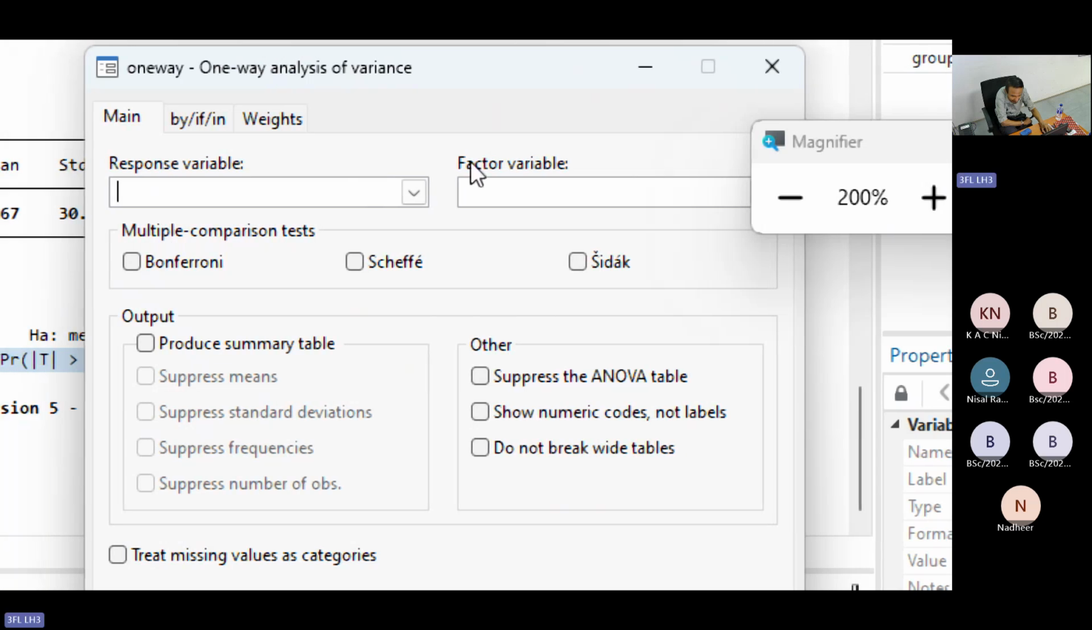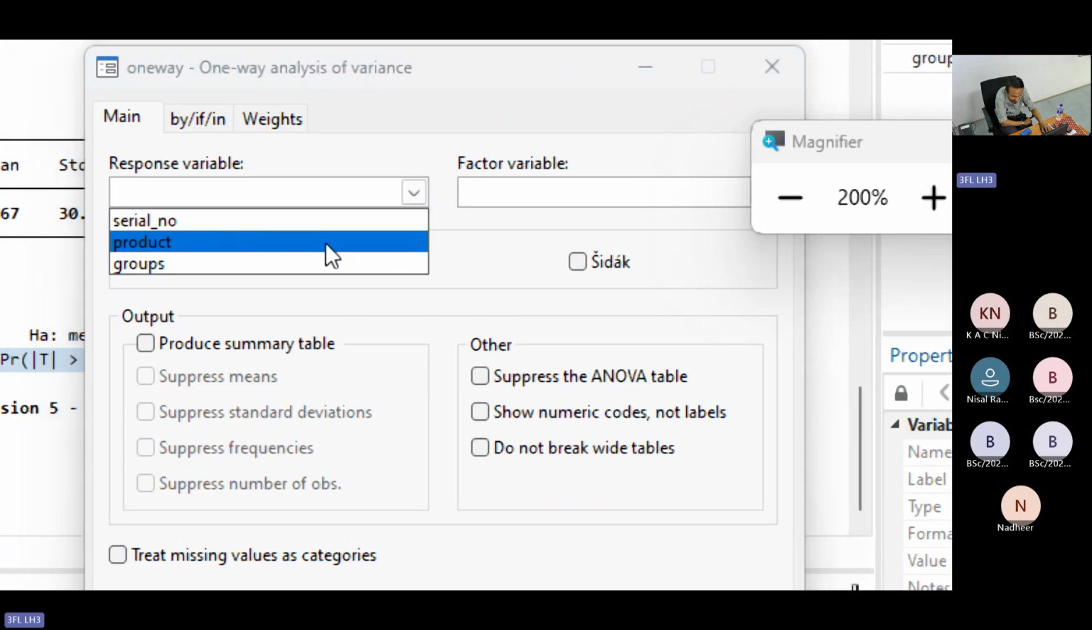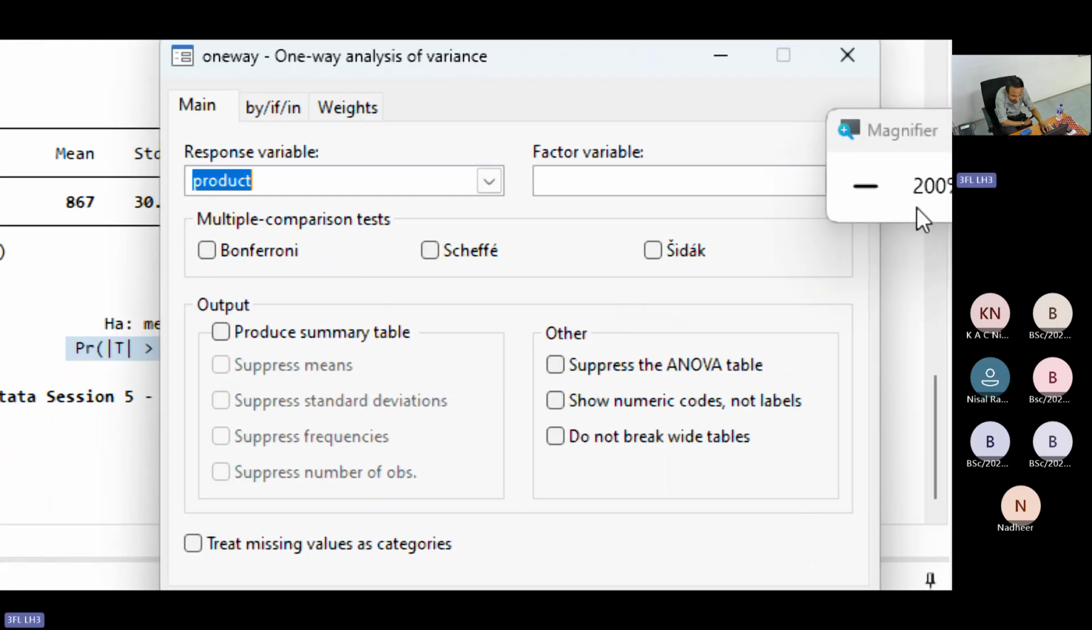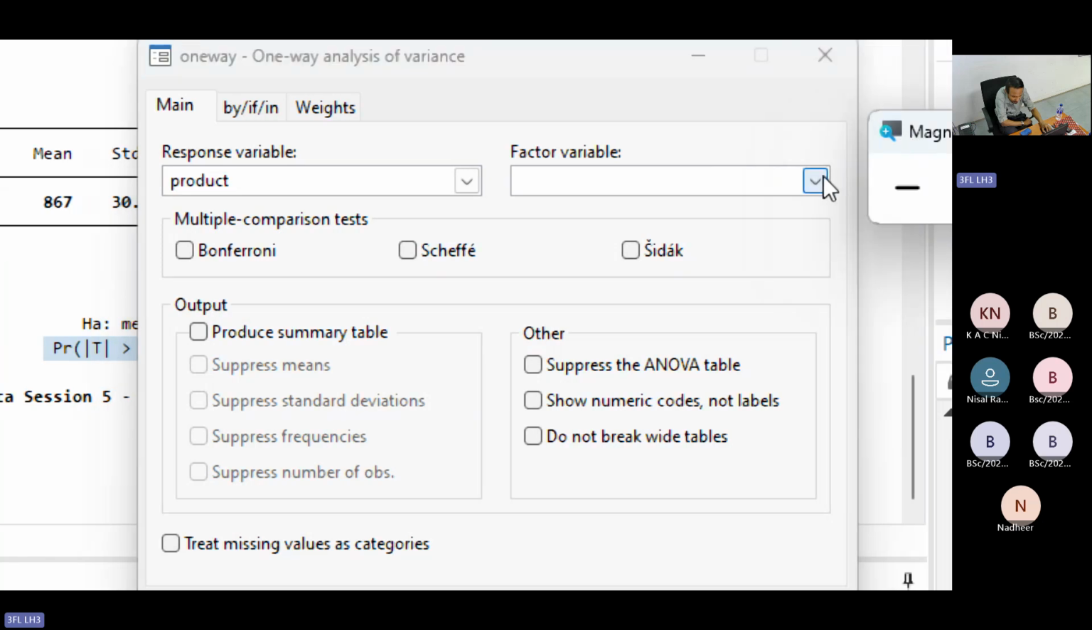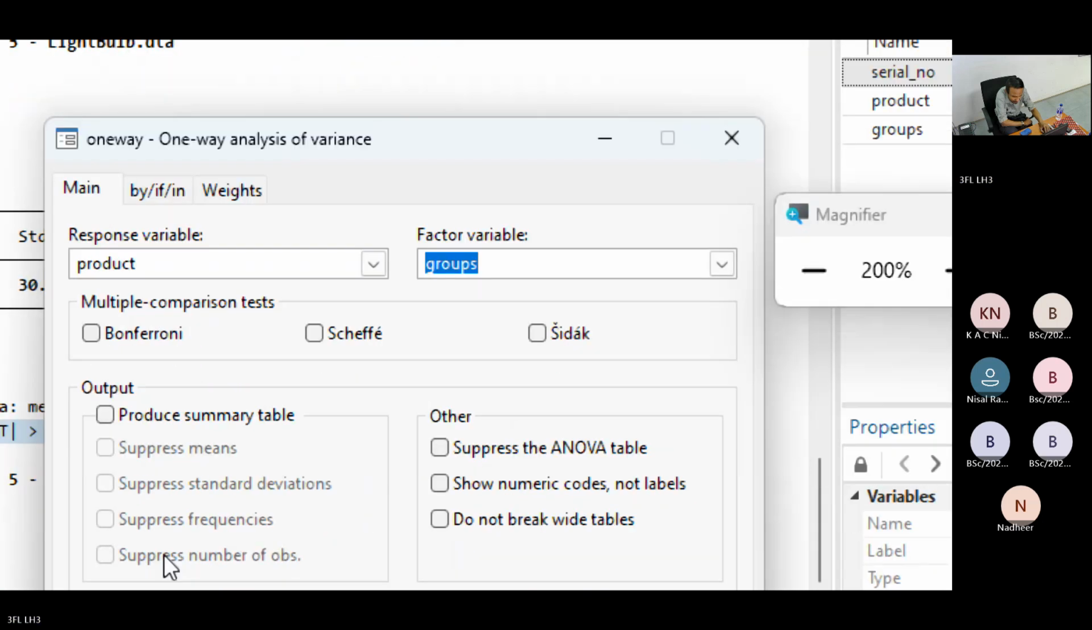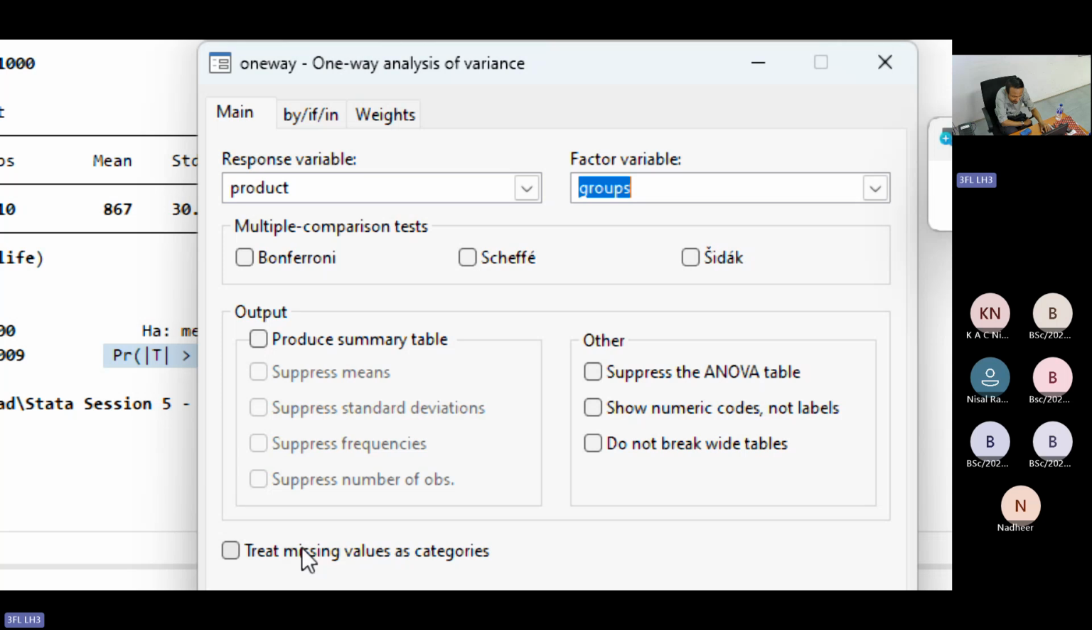Now what's the response variable? The response variable is productivity, what you want to test. The factor variable is the grouping variable, which is the groups: 0, 10 and 20 milligram. And don't forget to tick produce summary table. Response variable is productivity, factor variable is groups, and produce summary tables.